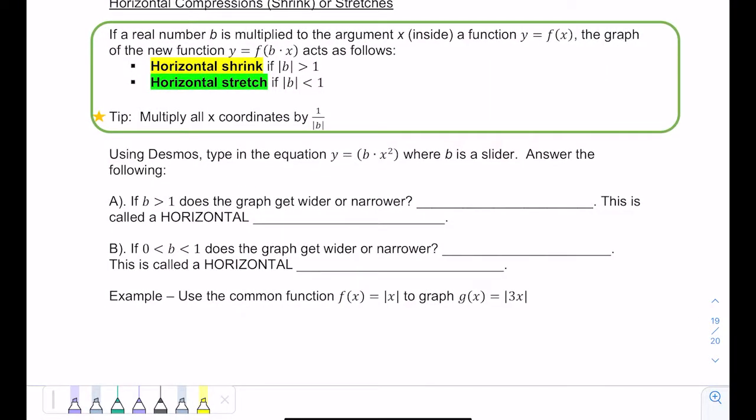So if b is greater than 1, it ended up getting narrower, right? And this is called a horizontal shrink, or you can also refer to it as a compression. And if b is between 0 and 1, the graph got wider, and this was a horizontal stretch.